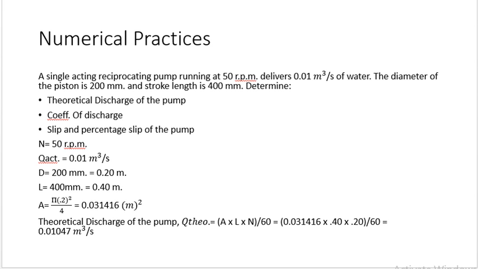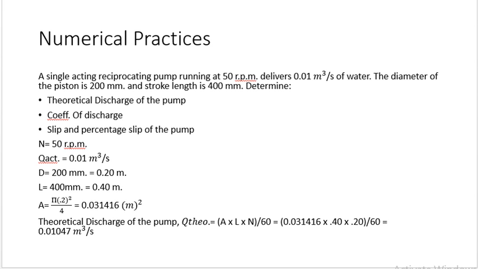So it is given in the question that N is equal to 50 rpm, actual discharge is 0.01 meter cube per second, diameter is 200 mm, so in meter that is 0.20 meter, stroke length is 400 mm which is 0.40 meter. Area of the pump is pi d square by 4, so diameter is 0.2 meter, so we had calculated area is 0.031416 meter square.